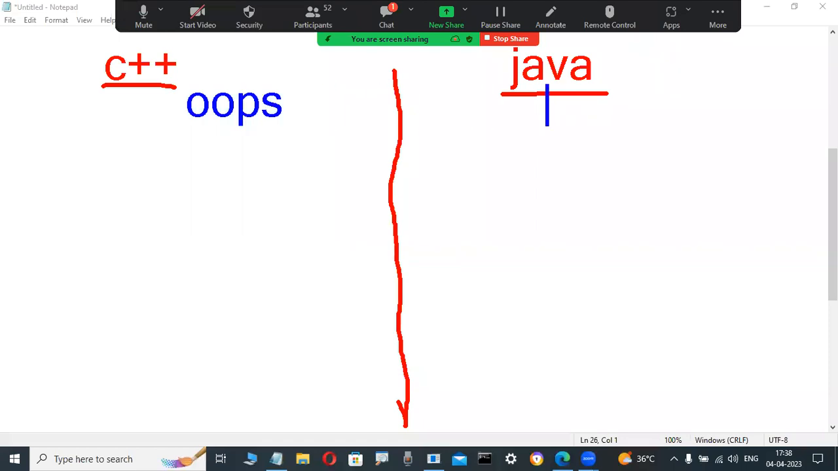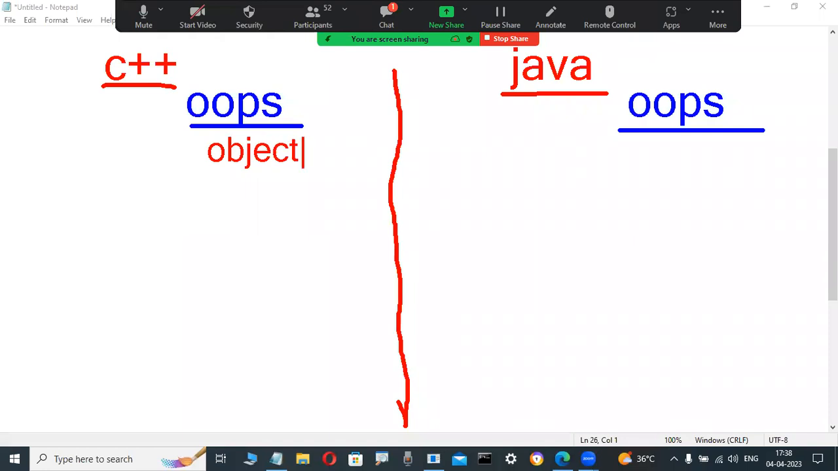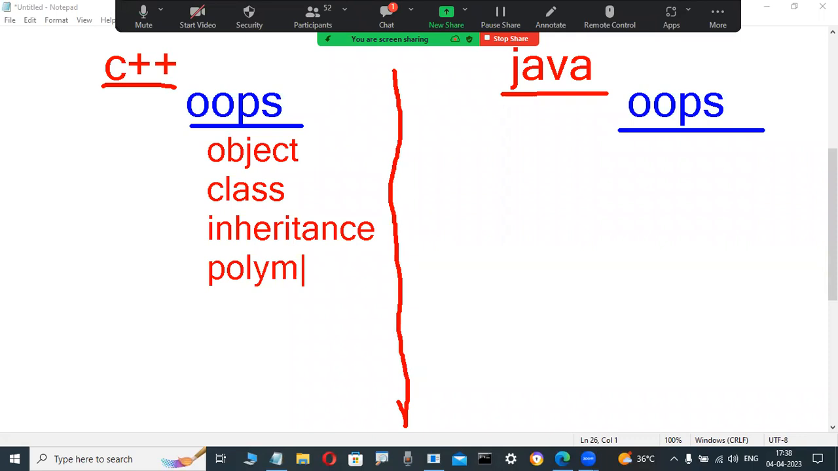Here also object-oriented features are there. What are the object-oriented features? Some concepts. Maybe many fellows have an idea, especially those good in their academic careers. OOPS features mean what is object, what is class, what is encapsulation, what is inheritance, and also polymorphism. These concepts are called object-oriented features.